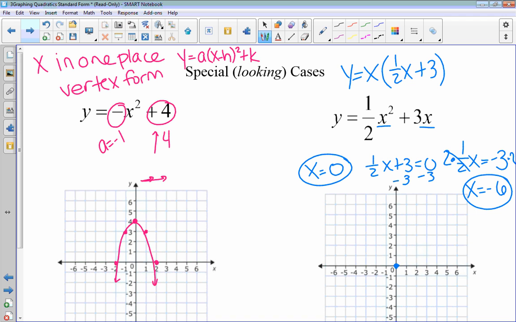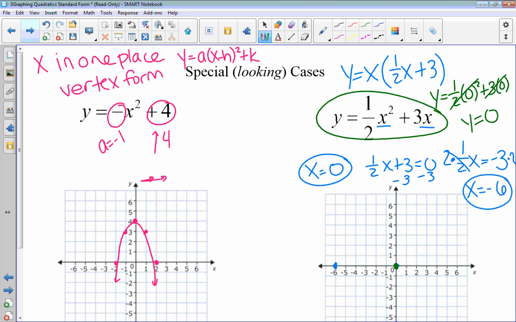The next step is to find our y-intercept by setting x equal to 0. So I'm going to set x equal to 0 in my original problem, just in case. I'm going to write y equals 1/2 times 0 squared plus 3 times 0. Well, 0 times anything is 0, so I get y equals 0, which I already had. So that means I need to use my table.